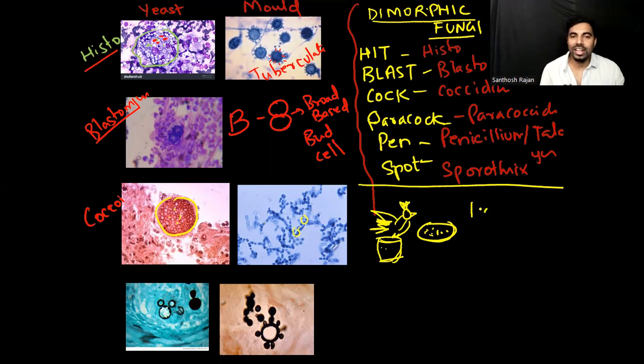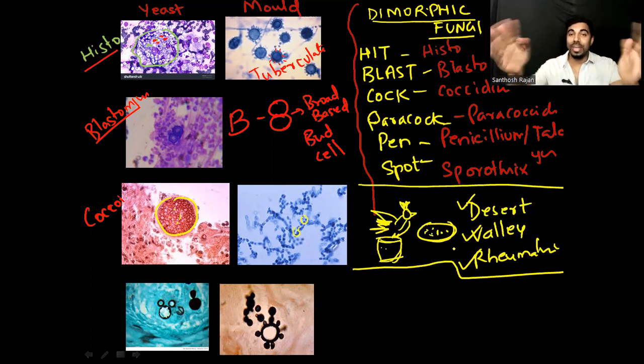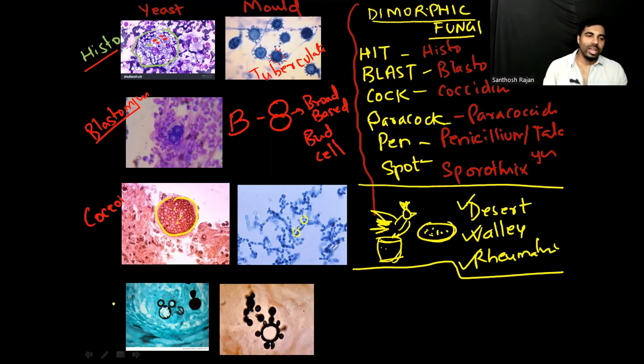This is coccidioidomycosis. Where does it live? In the desert, in the desert valley. So what comes from it? Rheumatism, desert rheumatism. The cock sits on the barrel, produces spores, lives in the desert valley, and causes rheumatism. Easy peasy. This is the question you will have, and you will never make a mistake. If desert valley rheumatism comes, the answer is cock. It looks almost like rheumatoid arthritis.